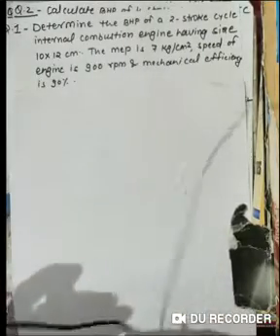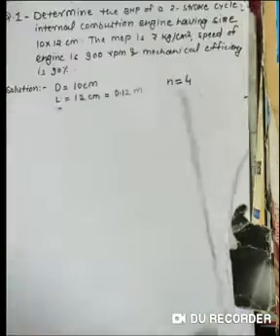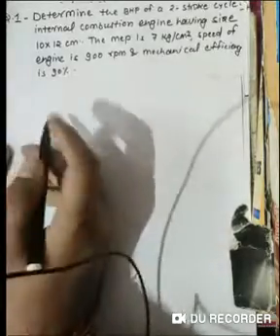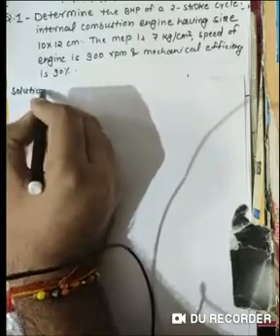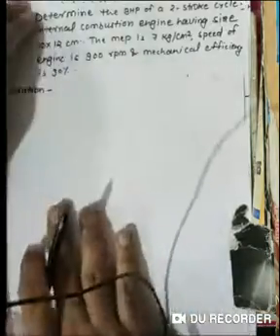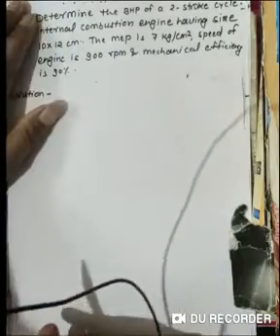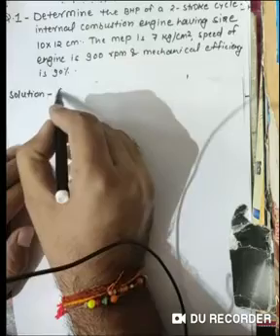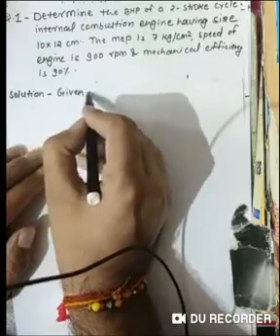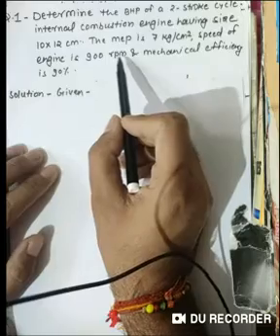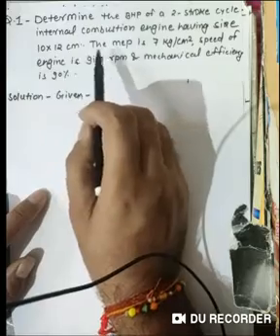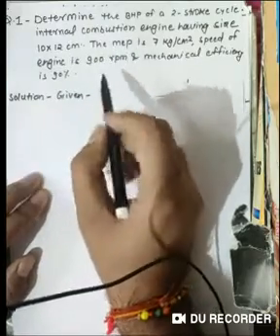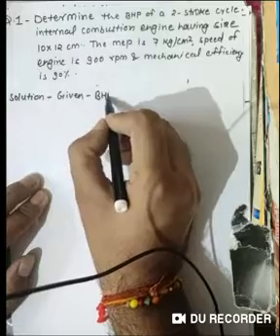So in this question you can see, I write here solution. Okay, so in this question firstly you have to write the givens. What are the things that are given to you? So the question is: determine the bhp of a two-stroke cycle internal combustion engine. So we have to measure the bhp.